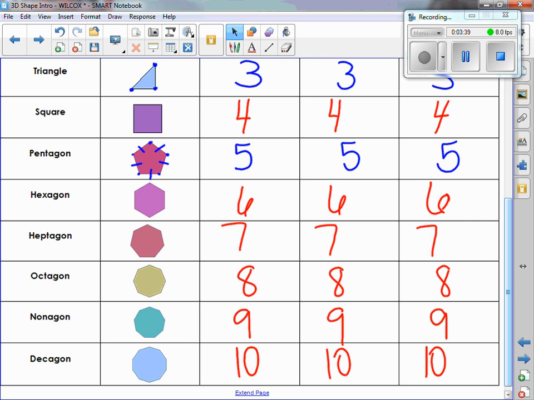I'm sure that you quickly saw the pattern that for every two-dimensional shape, its number of sides, edges, and vertices are all the same. So you are finding the same value in each row. Pentagon has 5, 5, 5. Hexagon has 6 sides, 6 vertices, 6 edges. Heptagon has 7 sides, 7 vertices, 7 edges, and so on. So that was just a little quick review over the two-dimensional shapes.